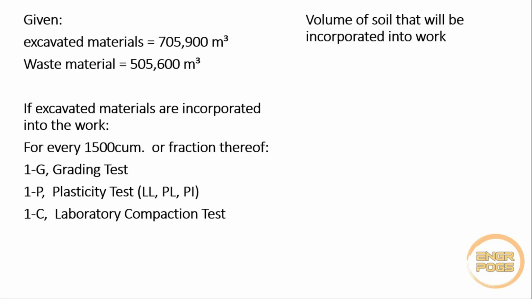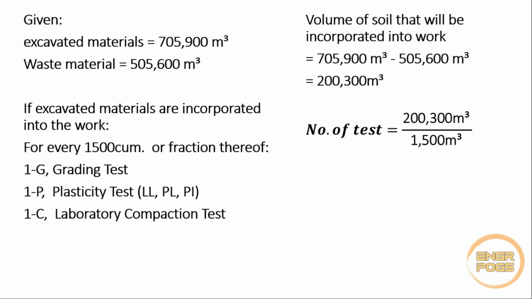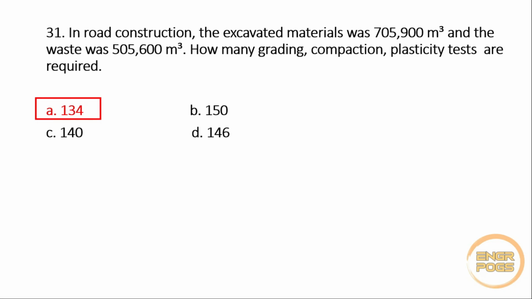Let's calculate the volume of soil that will be incorporated into the work. That was equal to the amount of the excavated materials minus waste material, which is equal to 705,900 cubic meter minus 505,600 cubic meter, which is equal to 200,300 cubic meter. This is the only volume of material that we will use in the job site. Therefore, the number of tests is equal to 200,300 cubic meter over 1,500 cubic meter. And the number of tests needed is equal to 133.53, say 134. Therefore, the answer is letter A, 134.